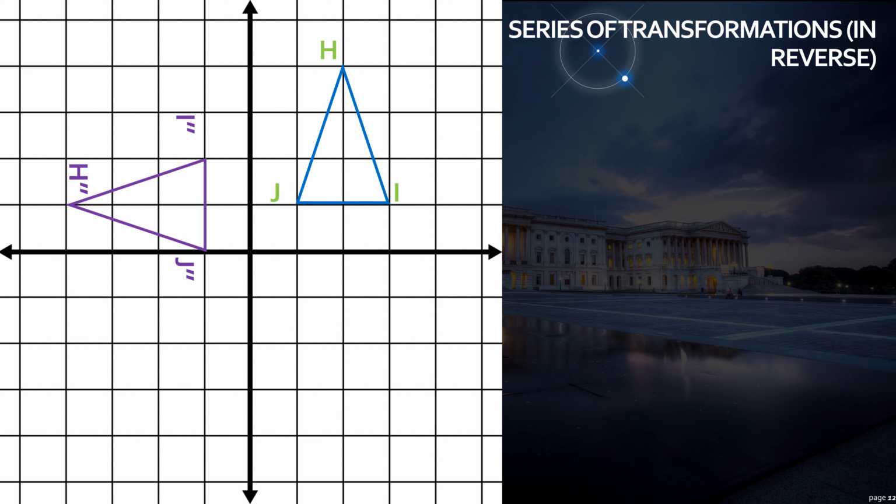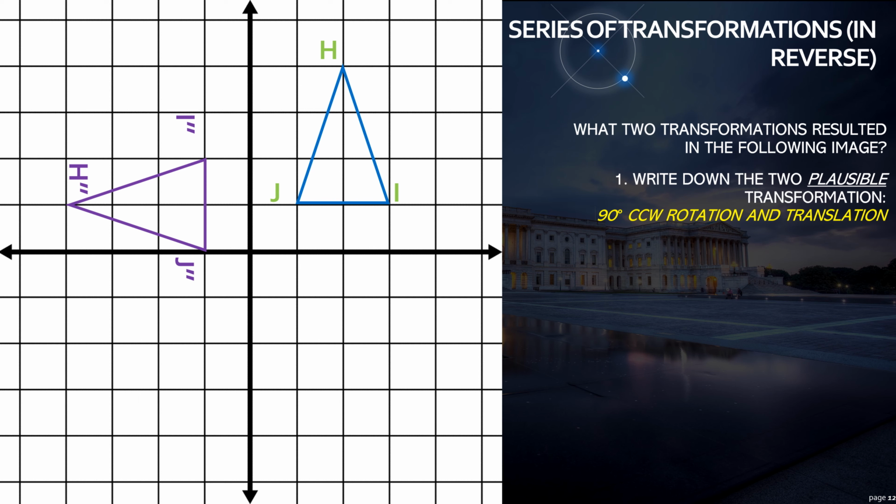So let's say I want to work in reverse. I want to identify, what series of transformations got me this final image right here from my pre-image. So how did I get from here to here? So I want to write down 2 plausible transformations. So I know the orientation is different, so it would be logical to assume that a rotation happened. And because I went from the first to the second quadrant, a 90-degree counterclockwise rotation occurred. So that's reasonable to assume.